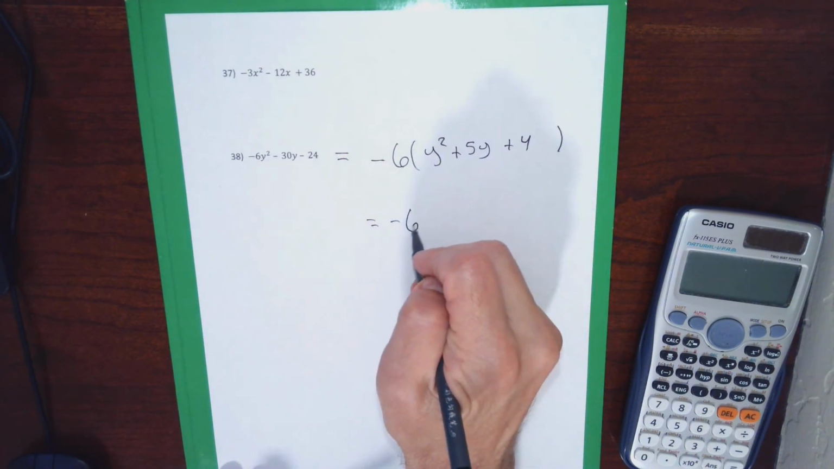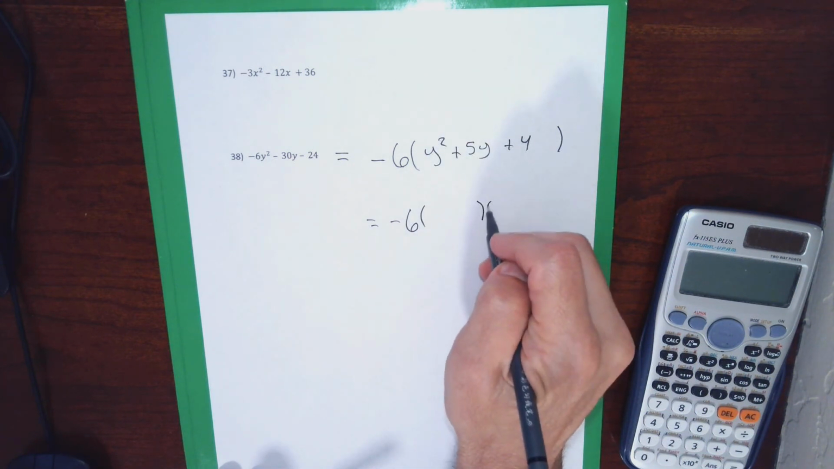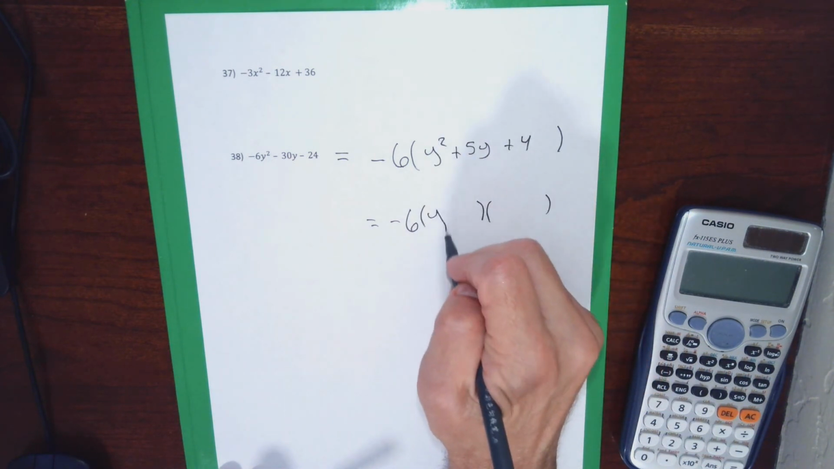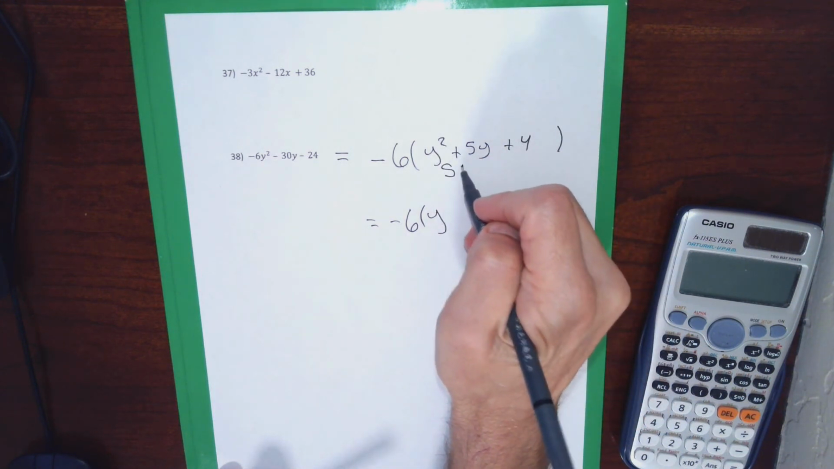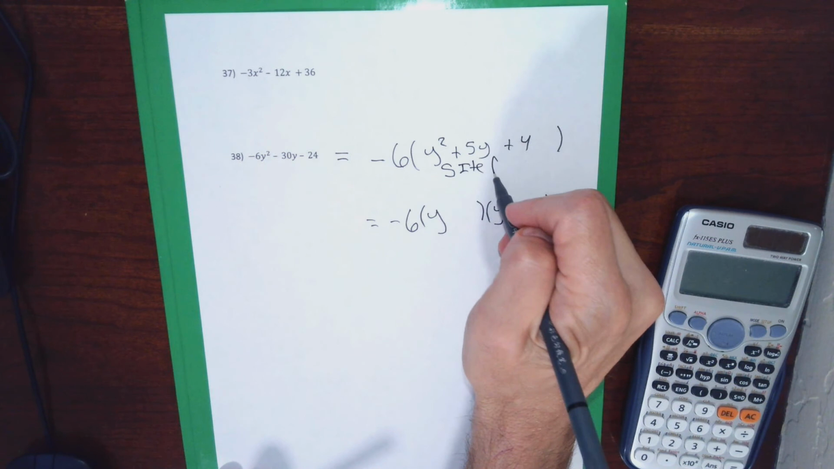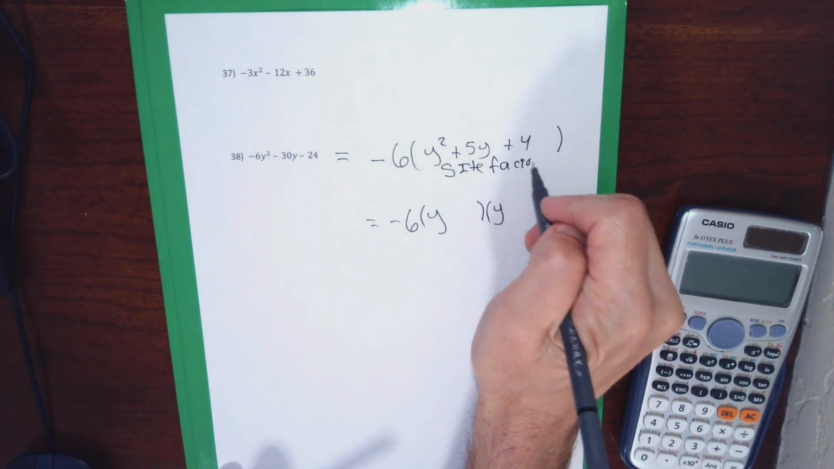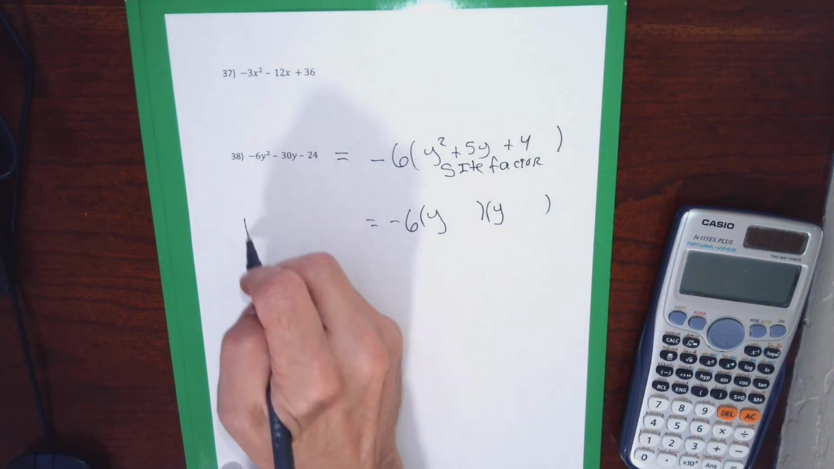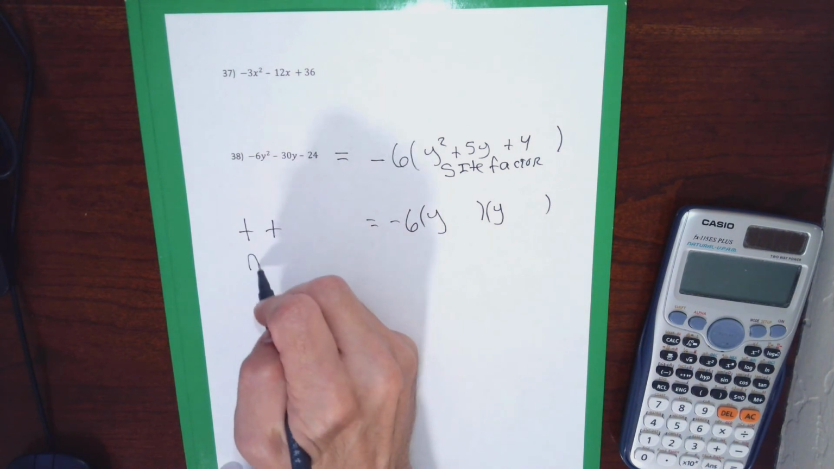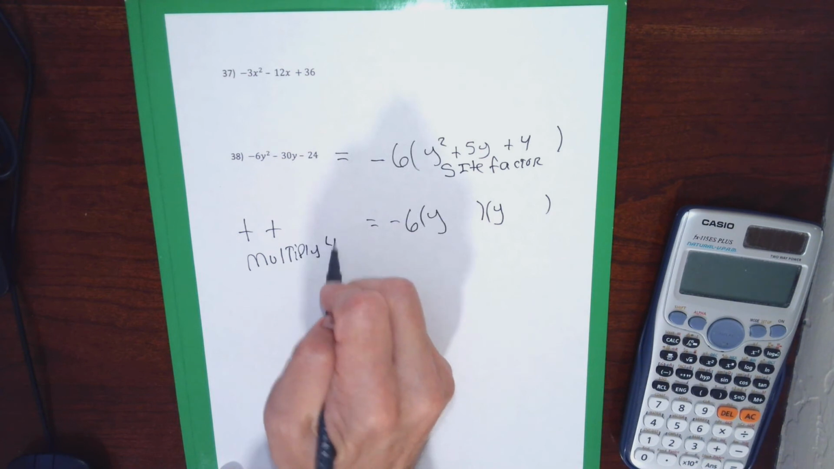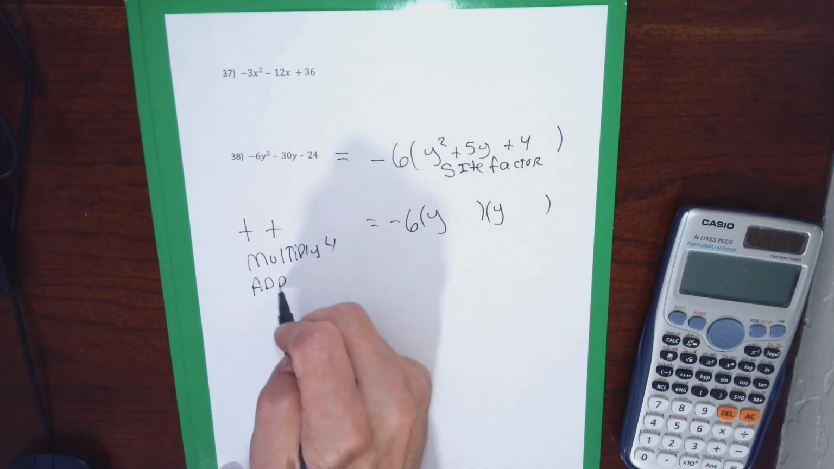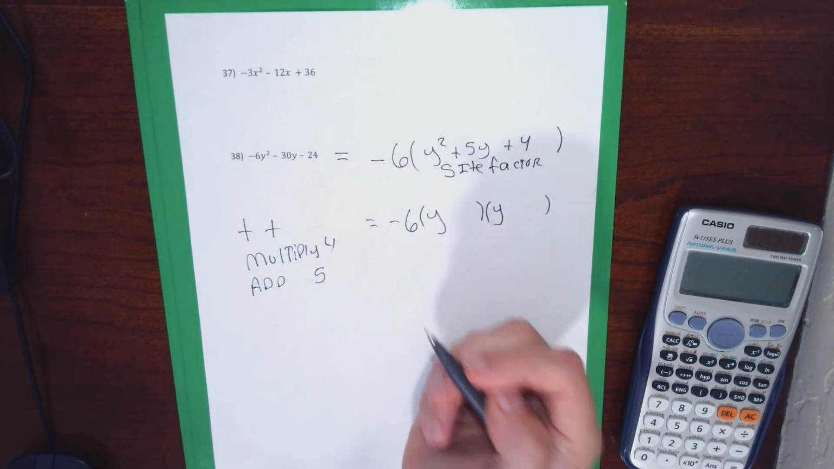Now I'm going to sight factor because inside the parentheses there's not a number in front of the y squared. So I'm going to split the y's evenly in the front of my parentheses, and then I'm going to figure out how to end up my parentheses by going to my template and figuring out what the numbers need to do.